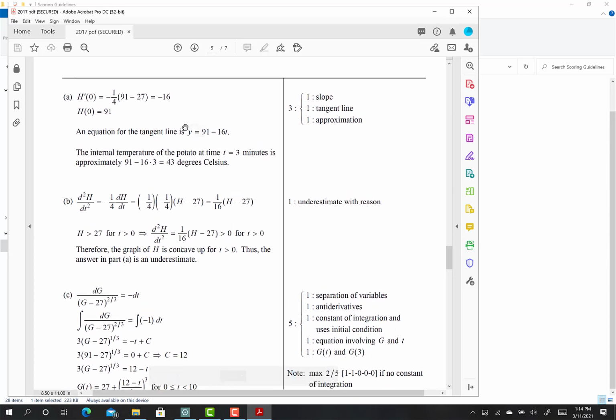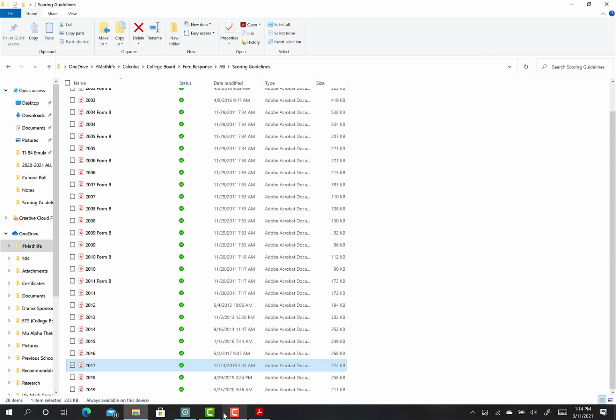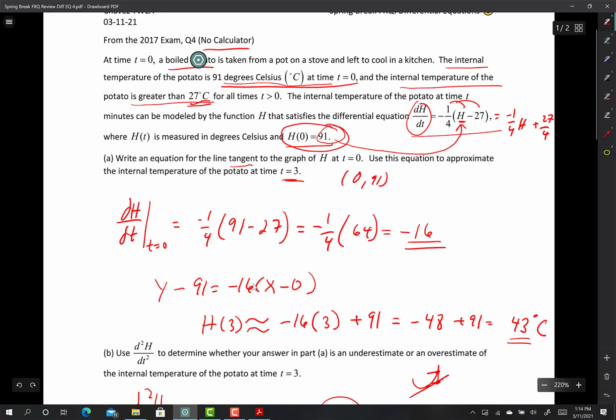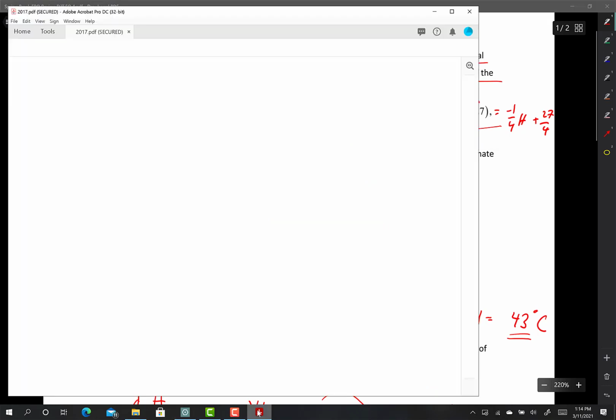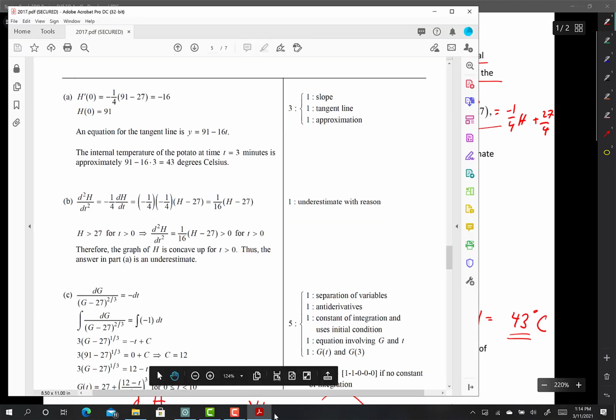All right. Yeah, we got it. y equals 91 minus 16t. I think we got it. We wrote negative 16t plus 91. Surprised that they wrote it that way. Where'd it go? There it is right here. y minus 91 equals negative 16 x minus 0. No big deal. That x looks like a t to me if I move my head a little bit. You'll be fine, guys. You'll be fine with this statement right here. So you're good there. And then h of 3 is 43 degrees.